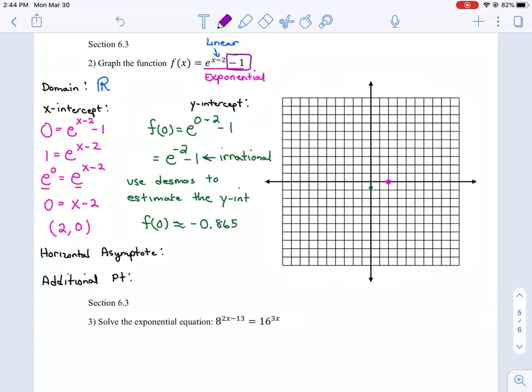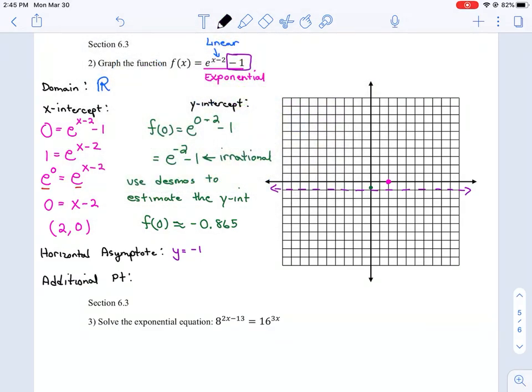The horizontal asymptote is going to be the constant term at the very end of the exponential function. So the horizontal asymptote is y is equal to negative 1. And I'm going to put a horizontal line along the line y is equal to negative 1.